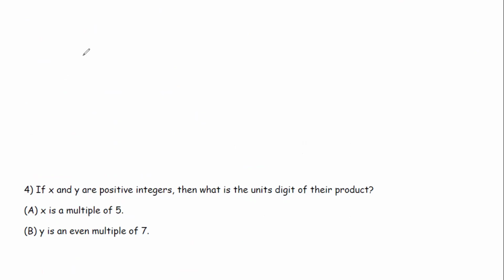If x and y are positive integers, then what is the unit digit of their product? Statement A: x is a multiple of 5. So we can take 5, or we can take 25. So we'll take both 5 and 25. Okay. So x is a multiple of 5, which doesn't tell us anything about y. So of A, B, C, D, we know A doesn't answer, and D doesn't answer.